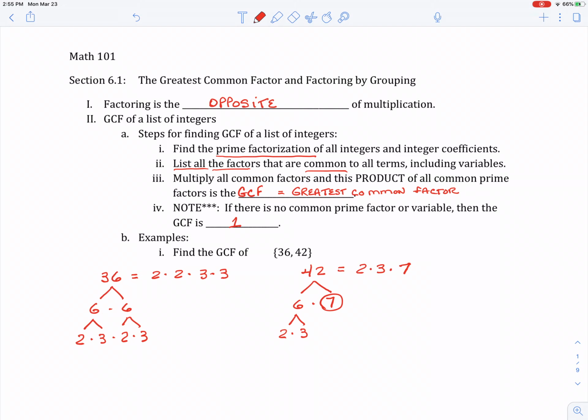So now I'm looking for a list of all the factors that are in common to all terms, including variables. We don't have variables yet, but let's see what they have in common. They have in common a factor of 2, they have in common a factor of 3, and that's all they have in common. So the GCF for 36 and 42 is 6, 2 times 3.